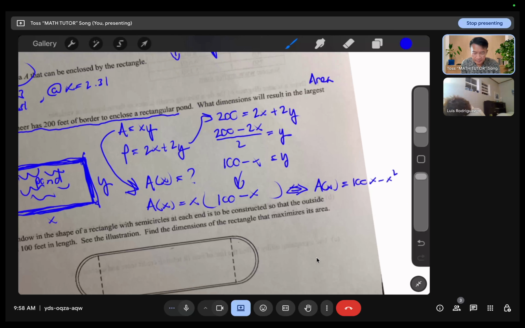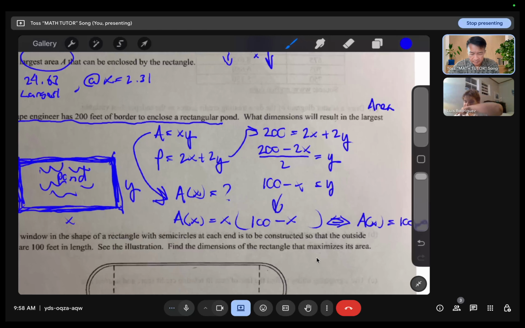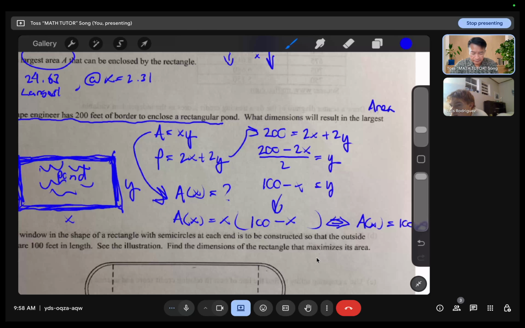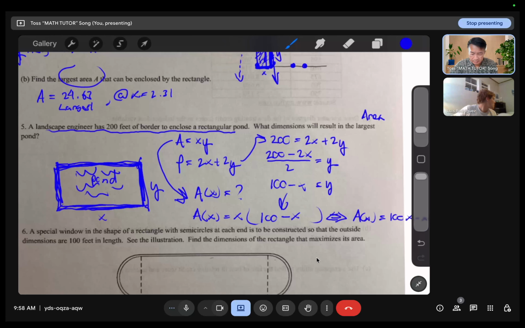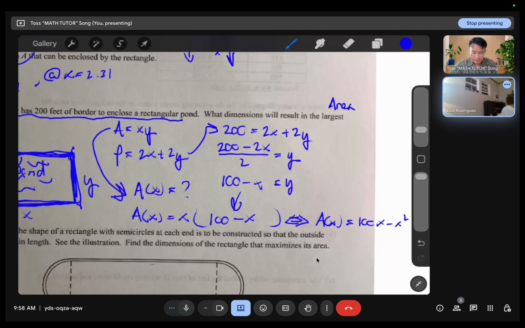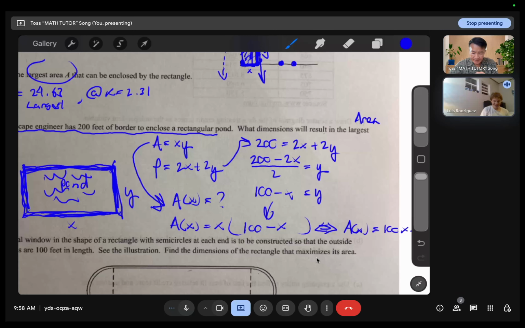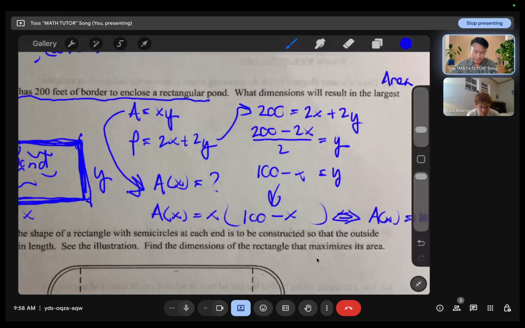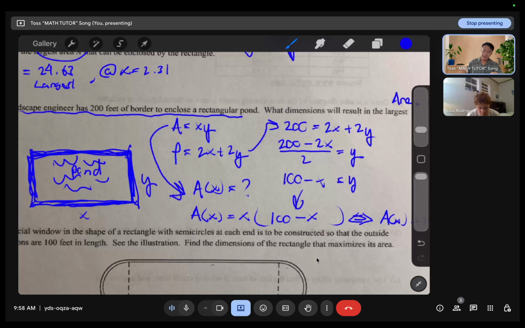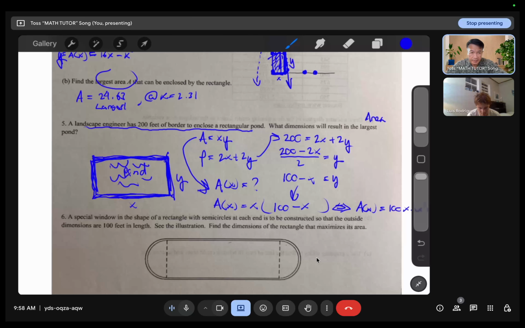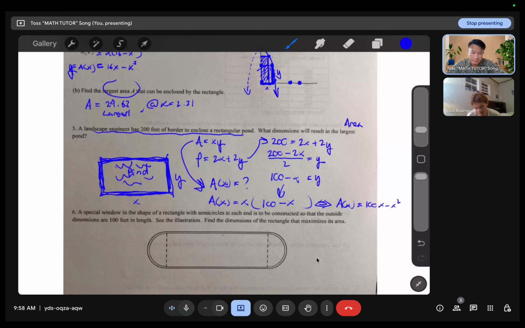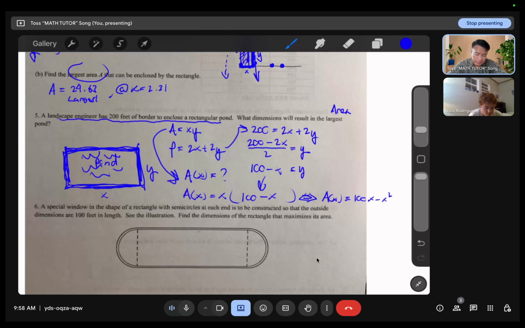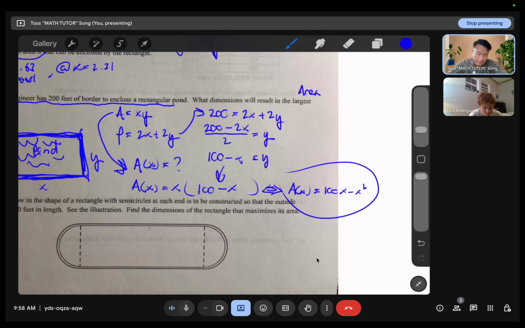Now you're not done because you're asked to find the dimension. Okay, so easy. So you'll have to use the calculator again. Is that okay? Yeah, you can't use calculus here once again. So to get the largest area, you have to look at the graph of the area and then locate the x and the y value. Don't forget your A of x is your y.